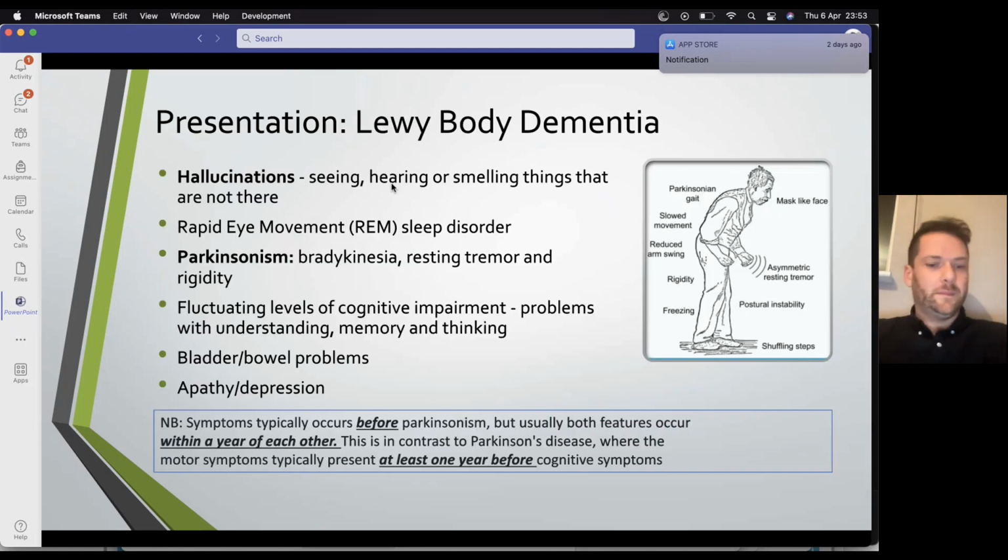Lewy body dementia. Now, the big one I want you to remember is hallucinations. Hallucinations. This is the big one, especially in any question or any vignette you're going to get about Lewy body dementia will be about hallucinations.